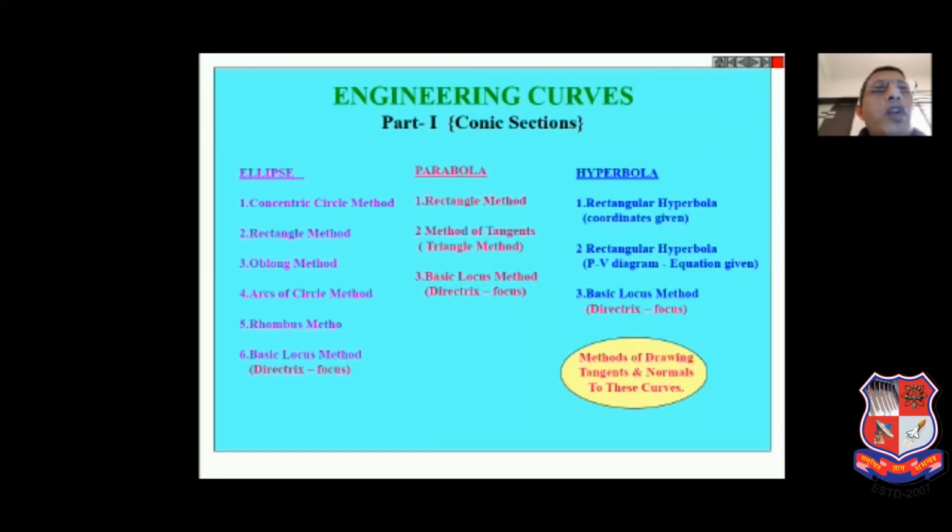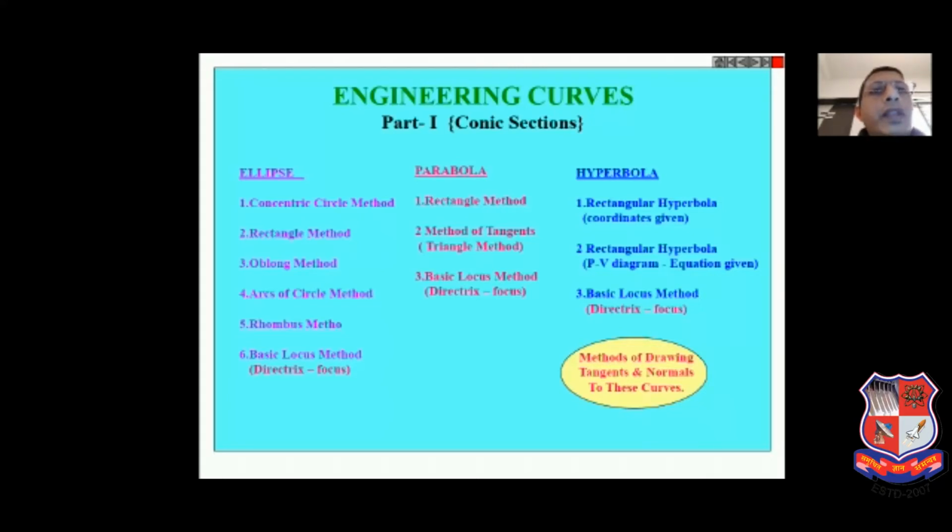Today my topic of presentation is engineering curves. I will start with part 1, which is conic sections. There are three conic sections: ellipse, parabola, and hyperbola.